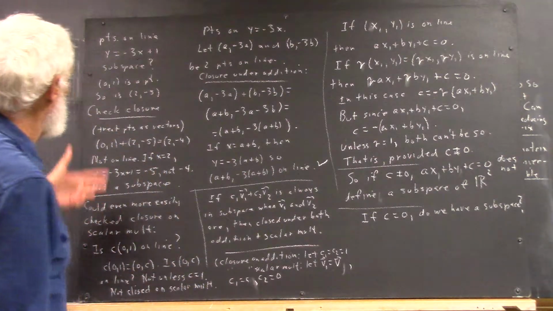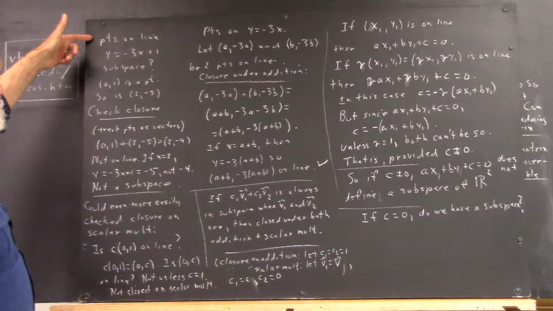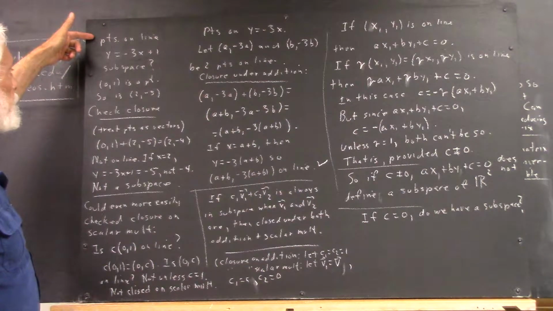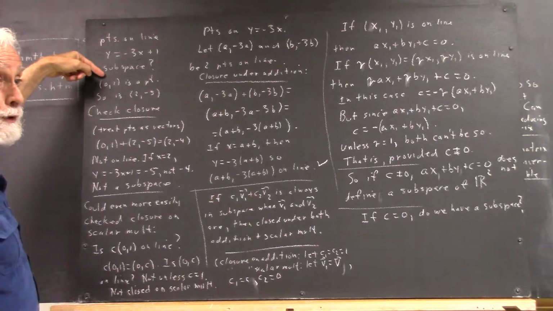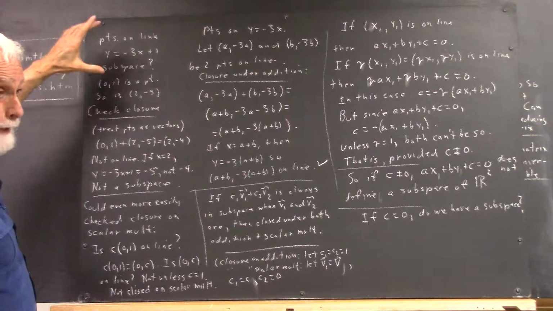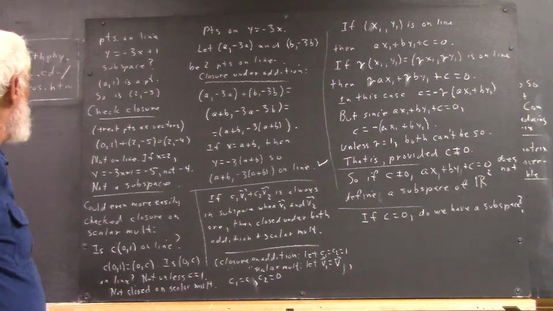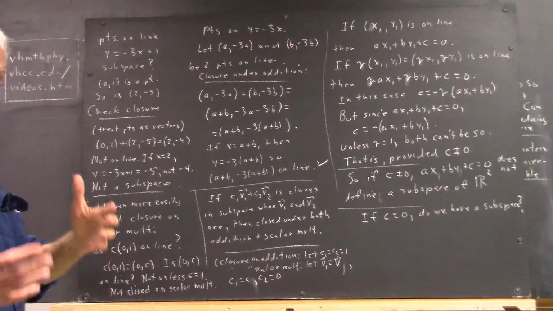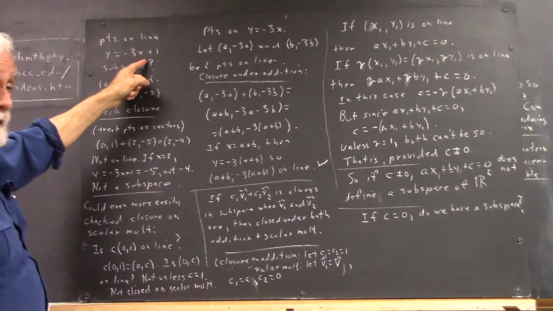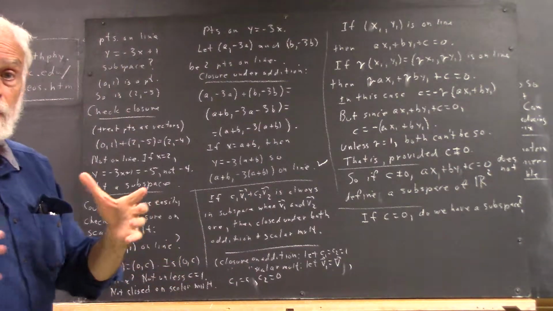Okay, the question is: is the set of points on this line a subspace of R2? Now, this is an abbreviated statement of something you had in your hand. And the question again is, is the set of points on this line a subspace of R2? Okay.